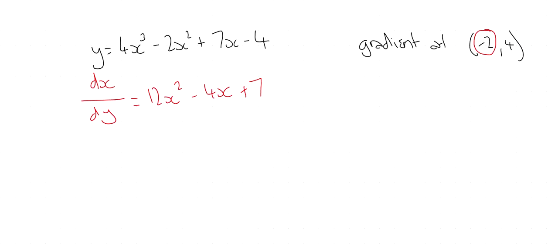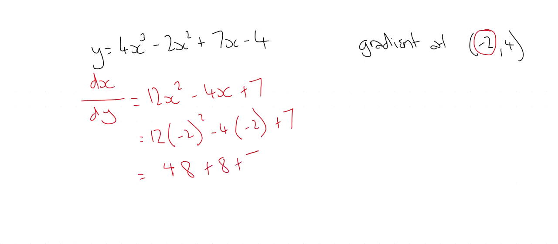So then 12 times (-2) squared minus 4 times (-2) plus 7. So I get 12 times 4, which is 48. Thank you. What's this bit? Plus 8 plus 7. So altogether I get 63 as the gradient at this point. That is stuff we already know how to do.